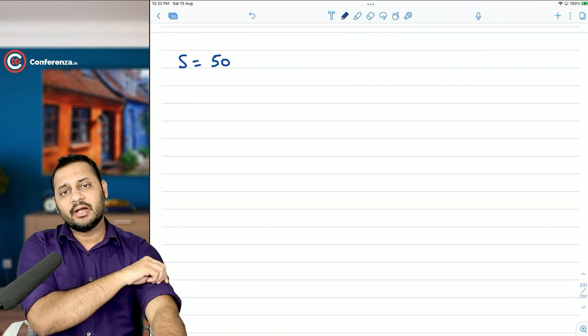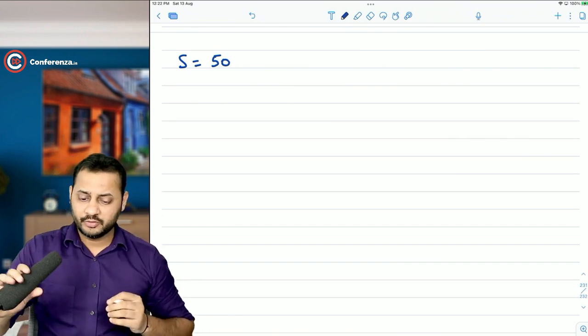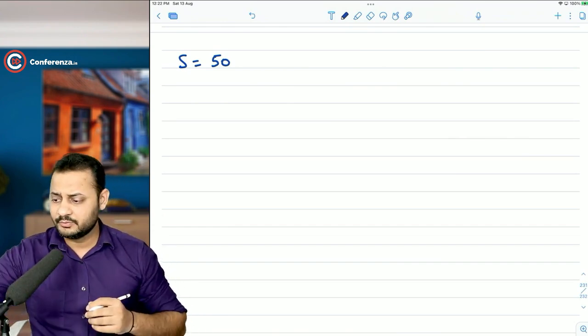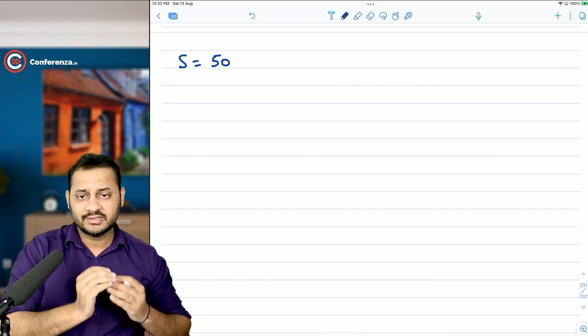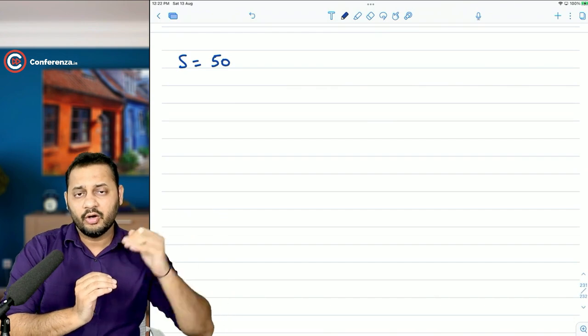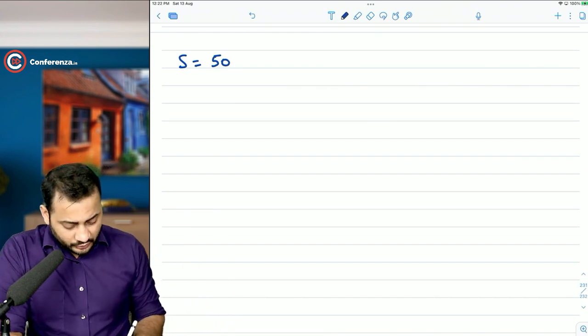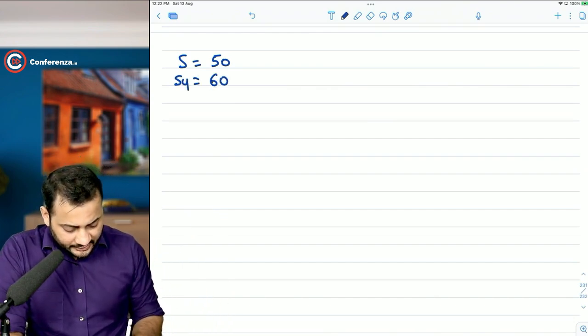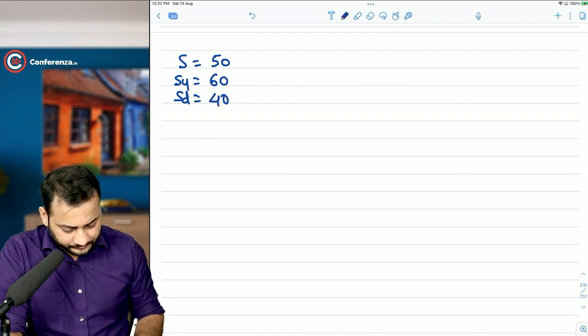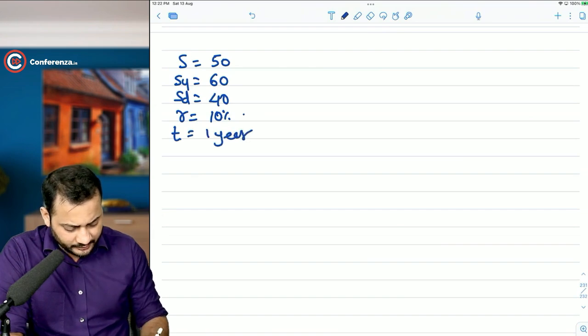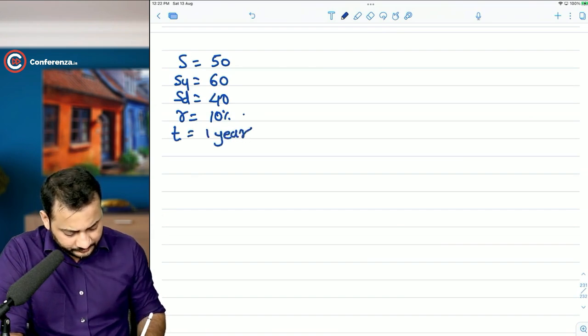What happens in the binomial model is, there is one concept called the prices moving up and down. We assume that the prices will either go up or down from this level. So the upper price, let's say it can go to 60 and it can go down to 40. Take the rate of interest as 10% and time as 1 year for the sake of simplicity in our calculation.